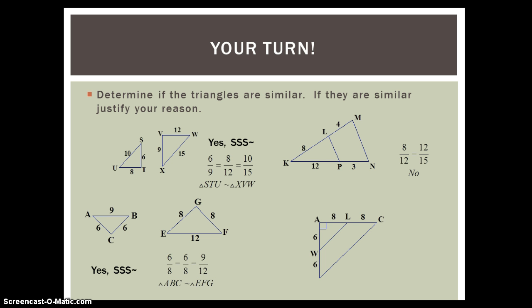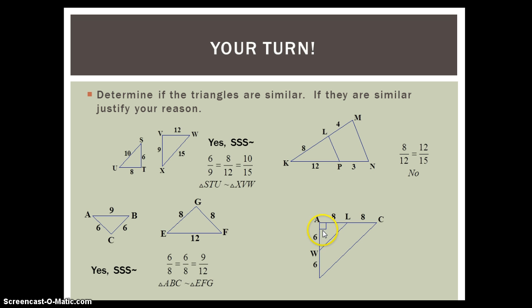And the third one, they are similar by side, side, side. Because if we compare again the two smaller sides, 6 and 6, to the two smaller sides of the second one, 8 and 8, and then we take the 9 to 12, we're going to have the same ratio of 4/3. So ABC is similar to EFG.